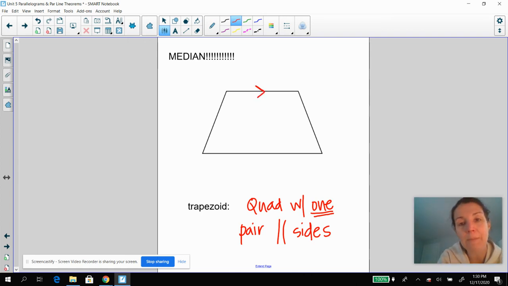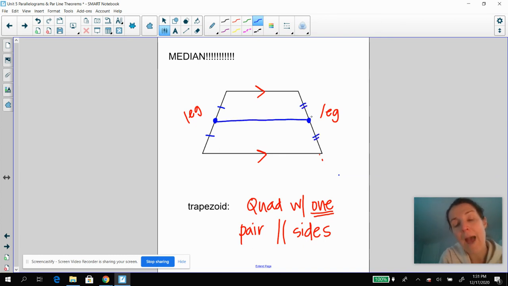So this guy is parallel to this guy. We call those parallel sides the bases. And then we call the sides that are not parallel to each other the legs. Now, the median is just like the midline. I'm going to connect the midpoint of one side and the midpoint of the other side. And then I connect them. This is what we call the median of a trapezoid.